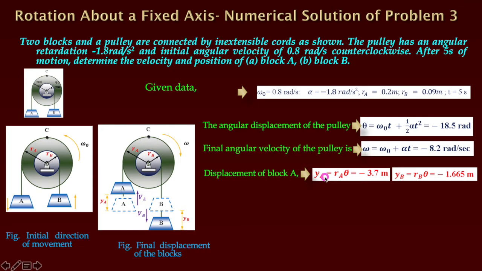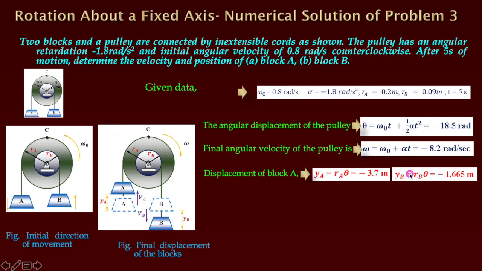But finally, as it is negative, this negative sign indicates the block is finally moving opposite to the initial direction. Means initially it was downward, so finally it is upward. That's why it is drawn like this, from here to here, upward movement. And the final velocity direction is upward, though the initial velocity direction was downward.